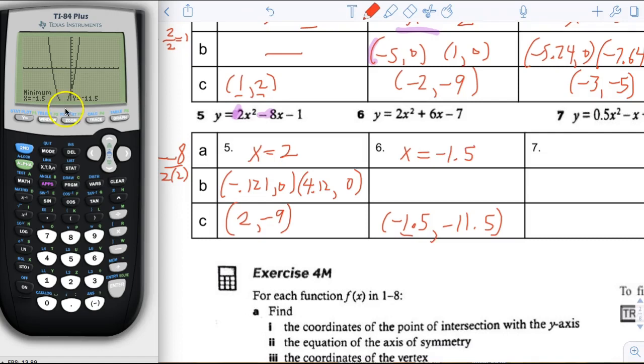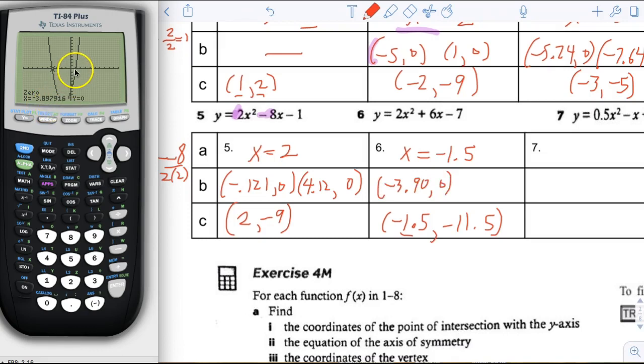What about the x-intercepts here? How do we find those? We do second calc 0, and then we move slightly to the left of the intersection point. We move slightly to the right of the intersection point, and we hit enter, and then we end up with negative 3.897. Do you see how the 7 will round the 9 up to 0? So it's actually negative 3.90, comma, 0. That is one of the x-intercepts.